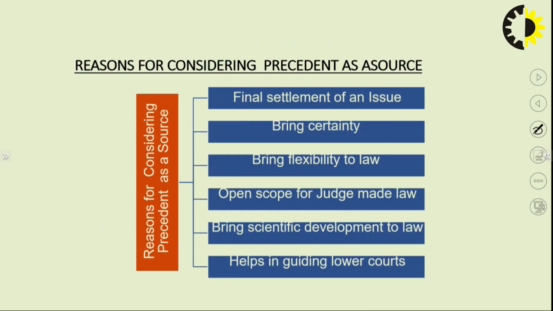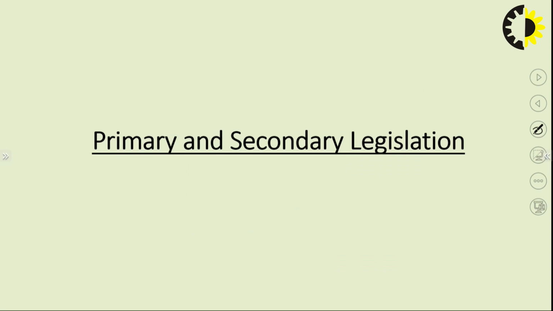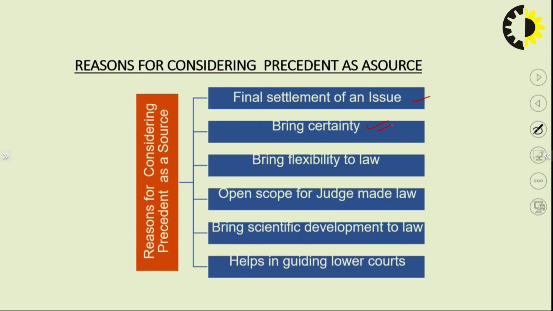So some of the reasons why we in actual use precedent as a source of law. Firstly, the final settlement. Ultimately, the objective of the judiciary is to give a final settlement of an issue, so it may help in it. Then secondly, it will bring certainty that in such a situation this particular crime took place. So in that case, we have already seen previous cases as well, and those previous cases may basically help as a precedent. So it will also bring certainty.